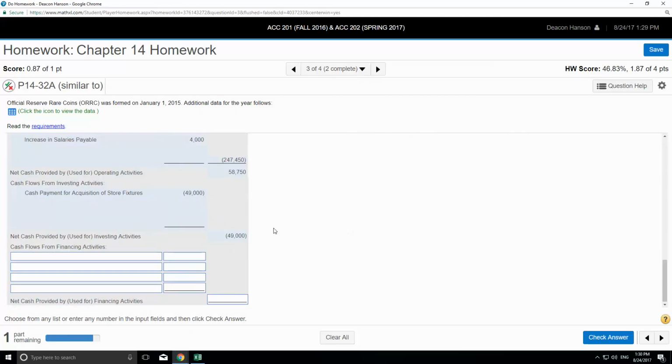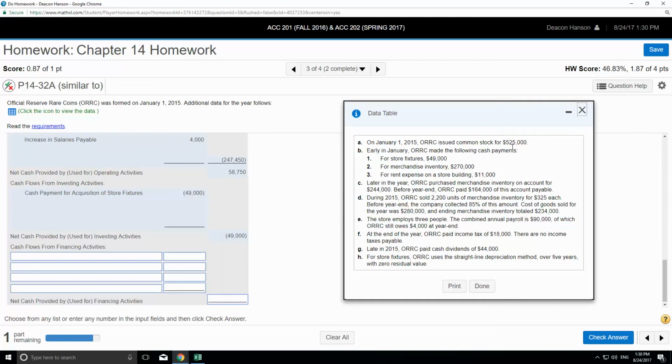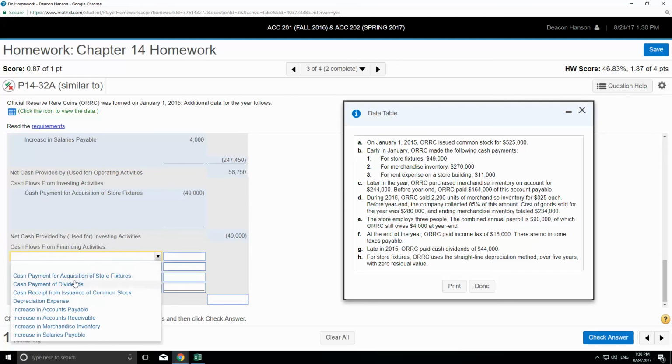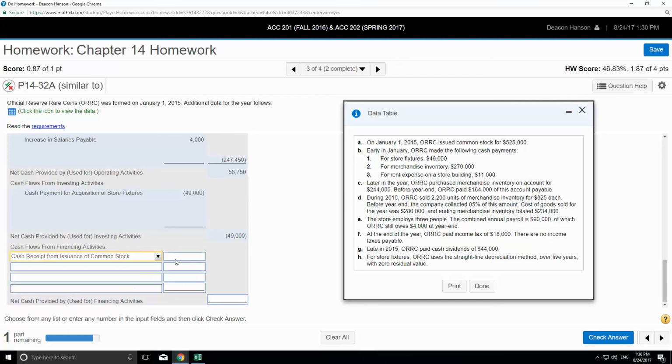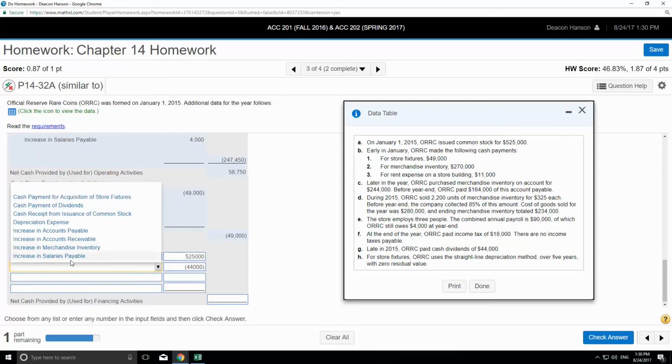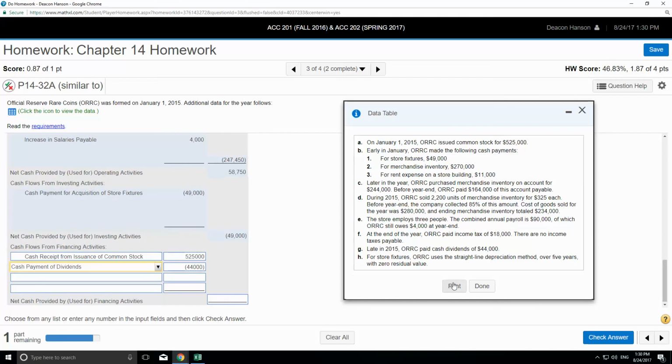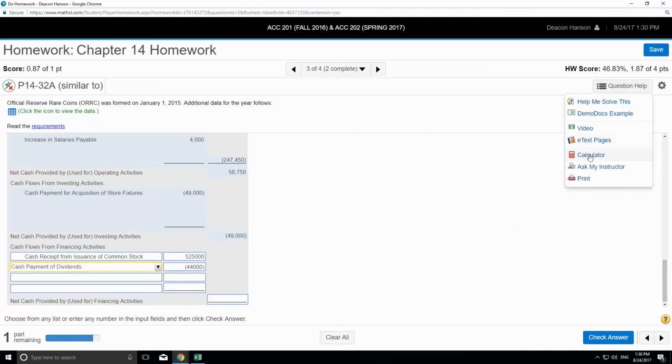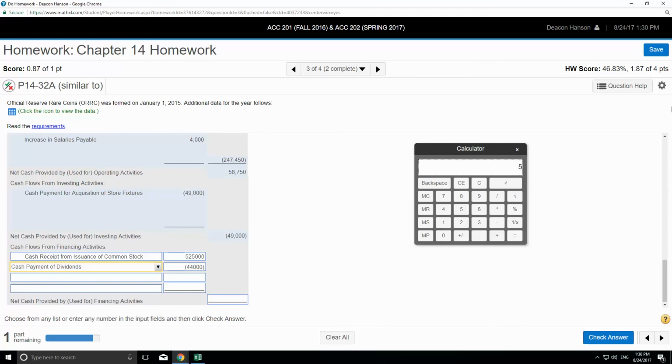And then in the financing section, a couple things going on. We've got the issuance of common stock, so that's cash coming in. Cash receipt from the issuance of common stock. And then we have a dividend, $44,000, that's a payment. Payment of dividends. And we'll calculate that.